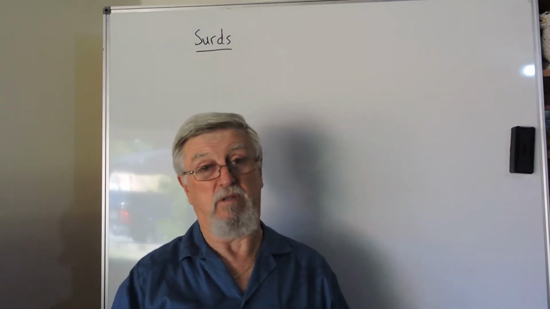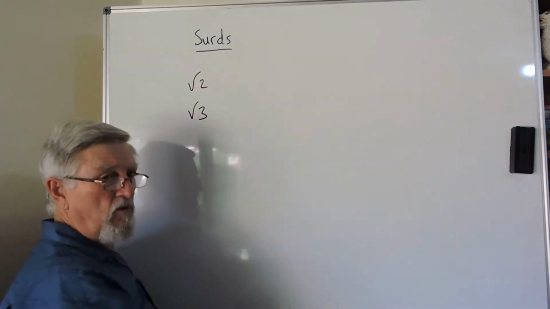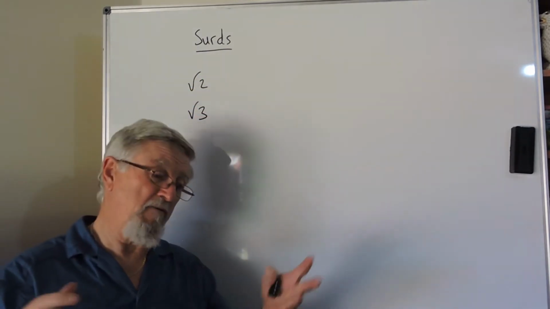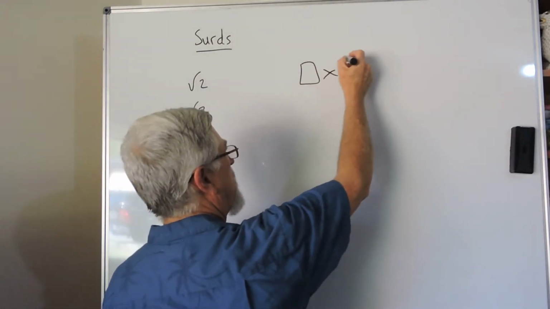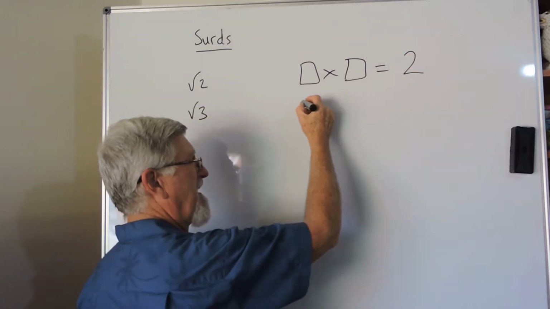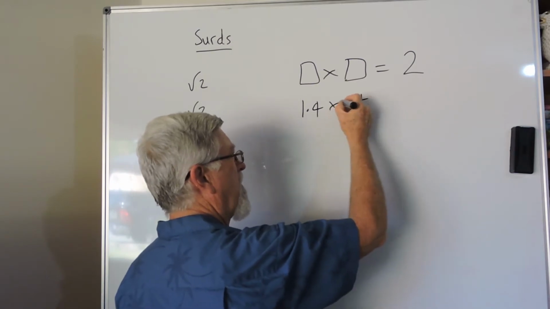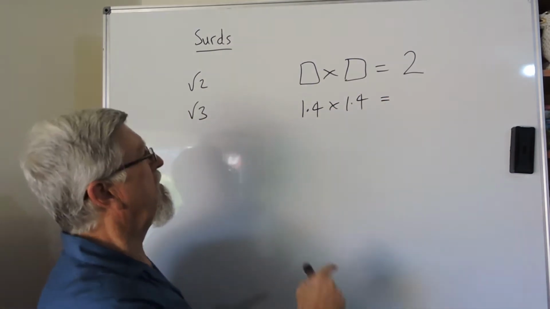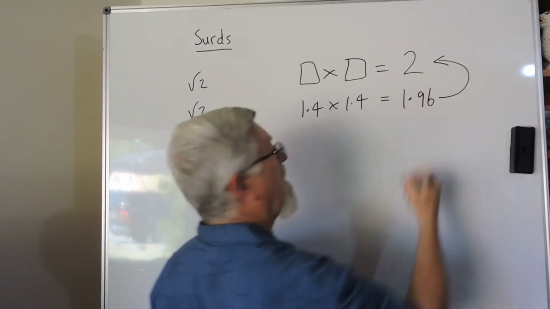What are surds? When we talk about root 2 or root 3, we're talking about what we call a big category of surds. And what is that? If I wanted some number times itself to get 2, I could have a guess and say I think that's about 1.4. When I multiply 1.4 by 1.4, I get 1.96, so it's pretty close to 2.